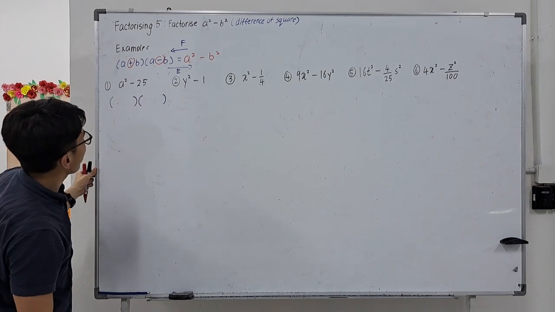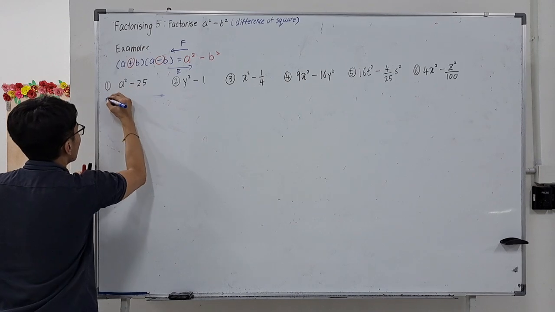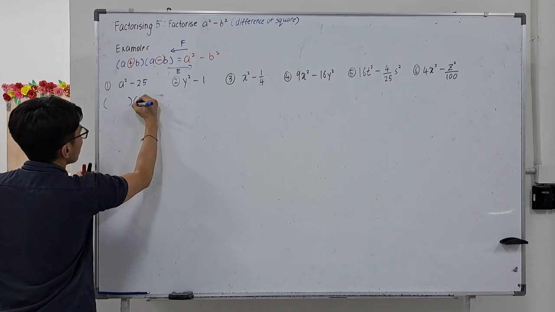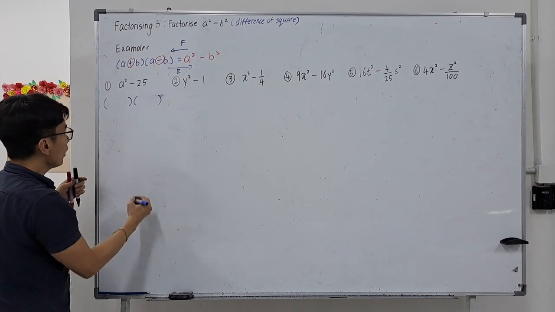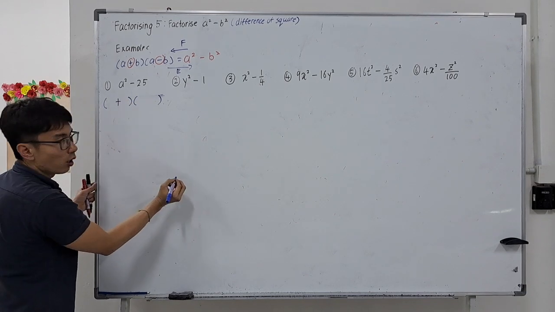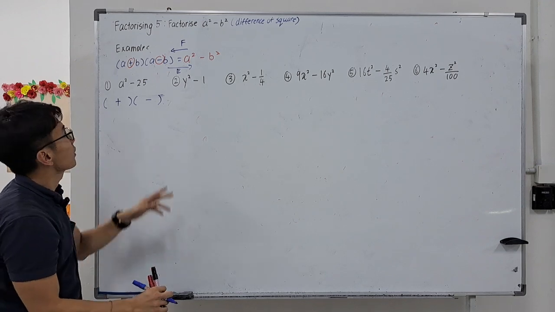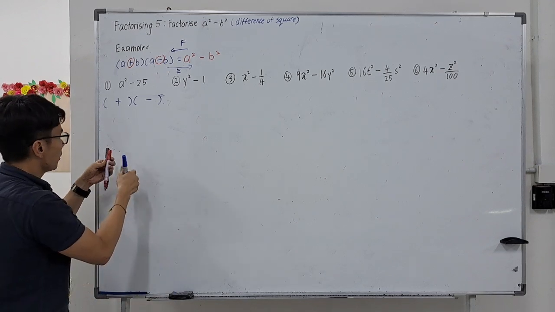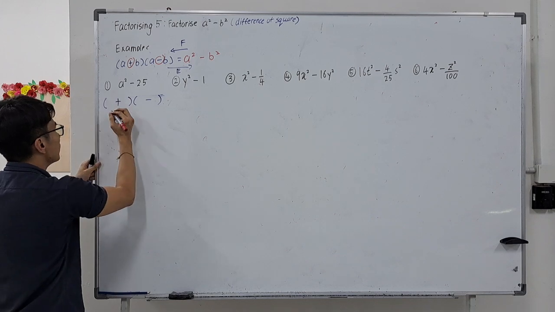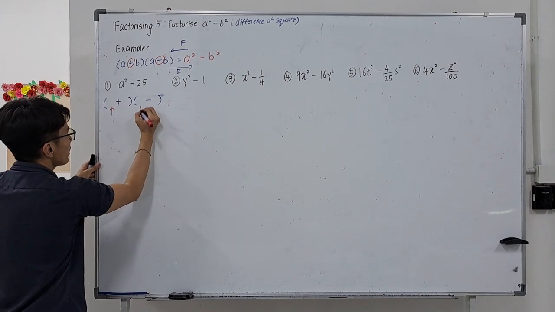All right, add 2 brackets. Oh, let me write down further. Add 2 brackets. One of the brackets is plus, one of the brackets is minus. It will always be like this, okay? And then, what do I fill up over here?